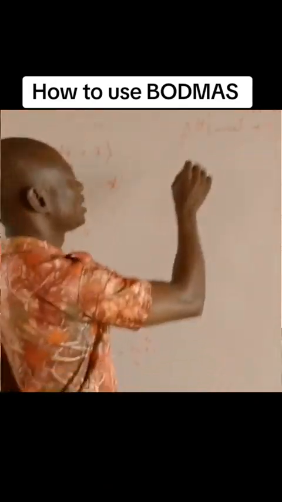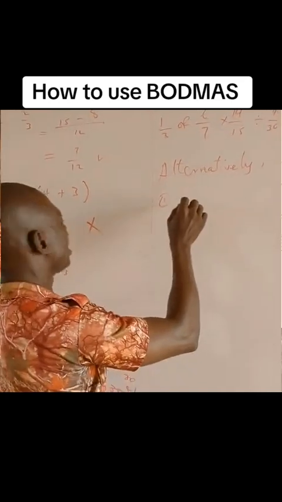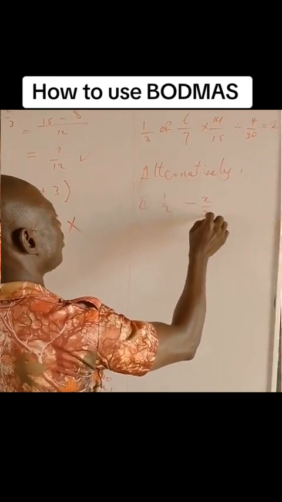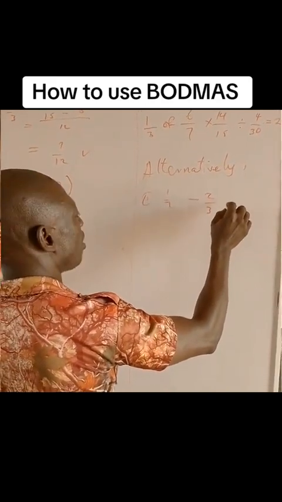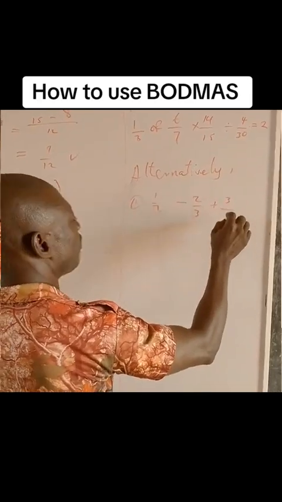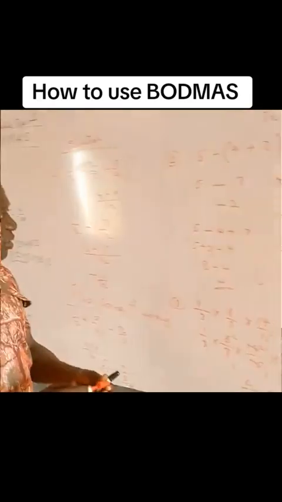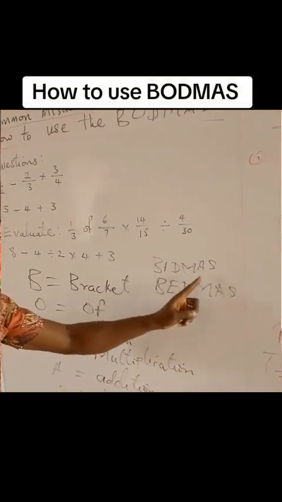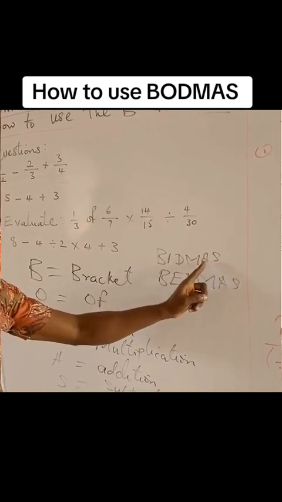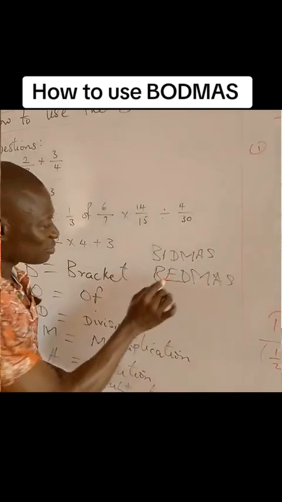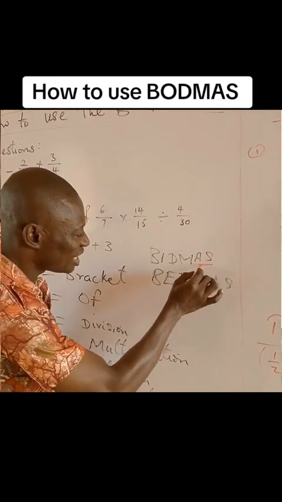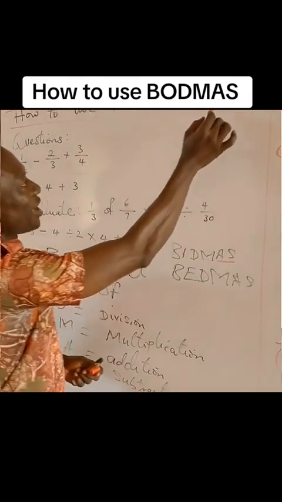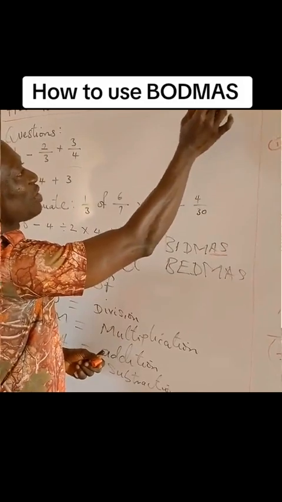Number 1 here, we can work them together again. We can say 1 over 2 minus 2 over 3 plus 3 over 4. I believe you know that addition and subtraction are very close in BODMAS. They are very close in BODMAS up here. Addition and subtraction, you can do them together.